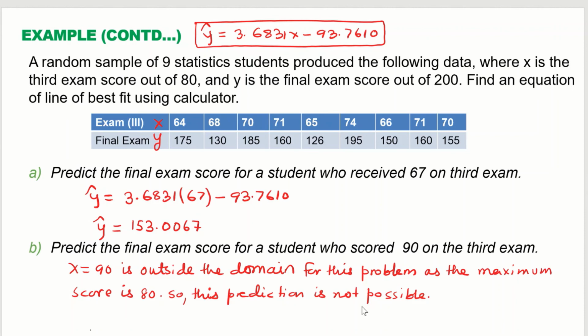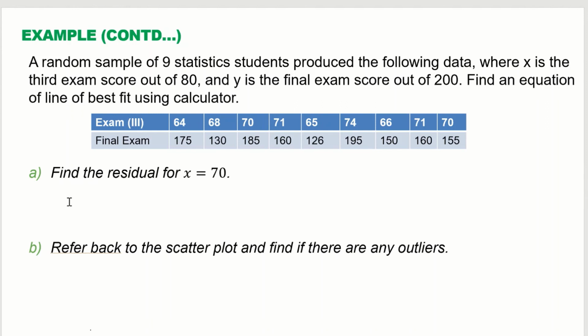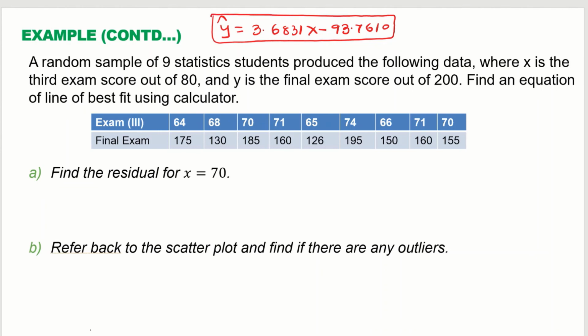Let's look at one more part on the same problem. If you recall, our equation was y hat is equal to 3.6831x minus 93.7610. That was the equation of the line of best fit, or the line of regression. This is our x value, this is the y value. Now the question is, find the residual for x equal to 70.